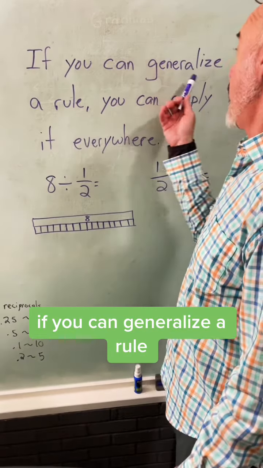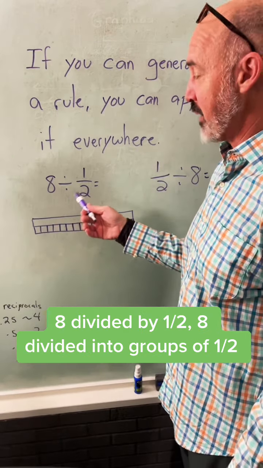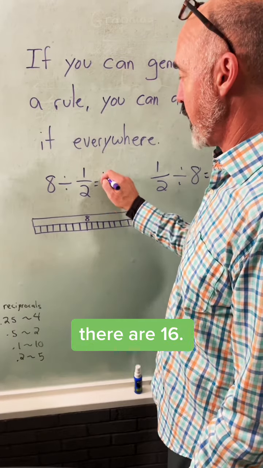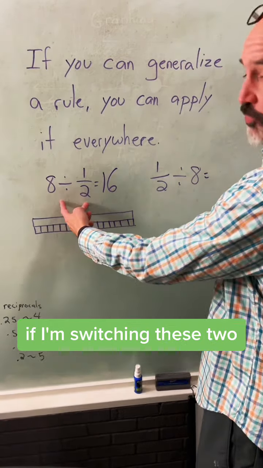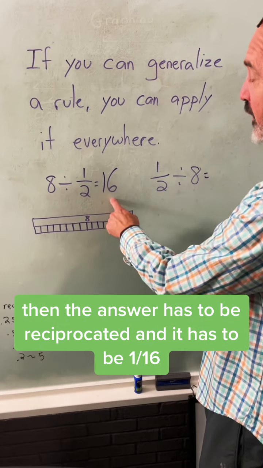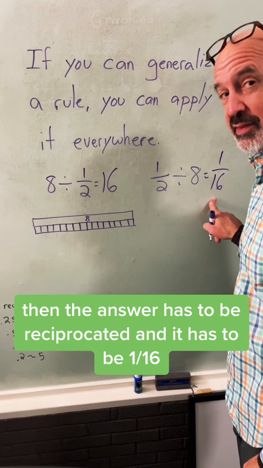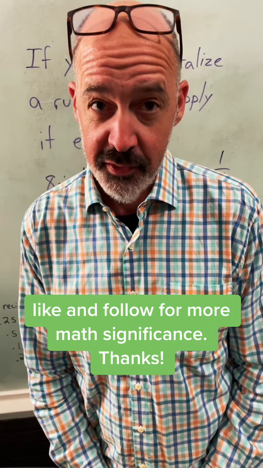If you can generalize a rule, you can apply it everywhere. 8 divided by 1/2, 8 divided into groups of 1/2, there are 16. And without even knowing how to solve this problem, if I'm switching these two, then the answer has to be reciprocated, and it has to be 1/16. That works everywhere.